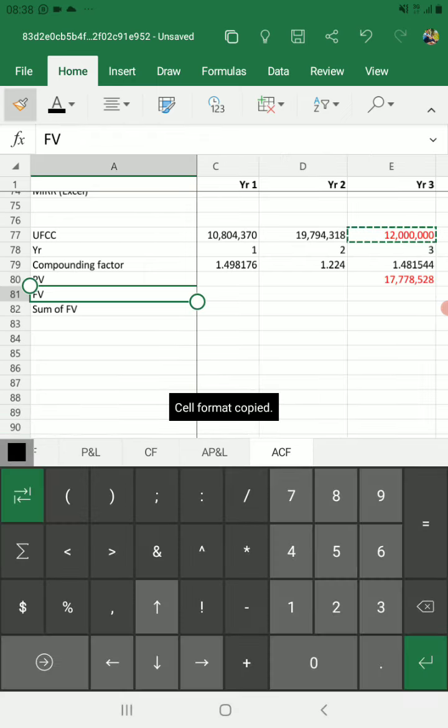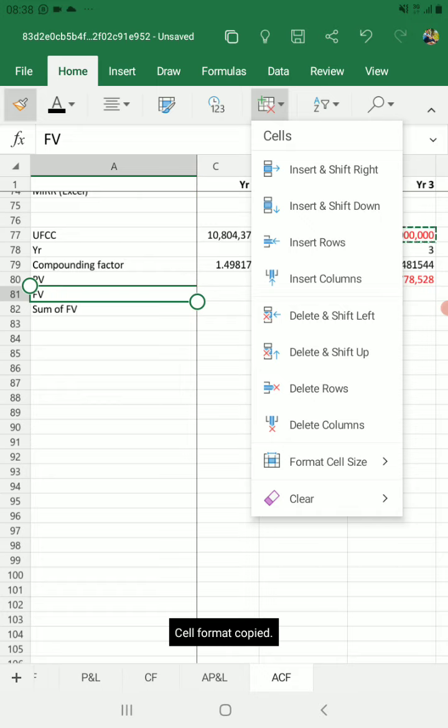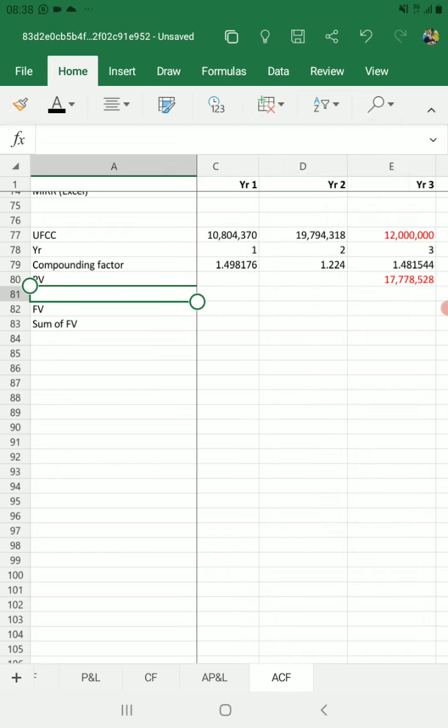So let me insert another row here. Insert row, and then call this sum of present values.